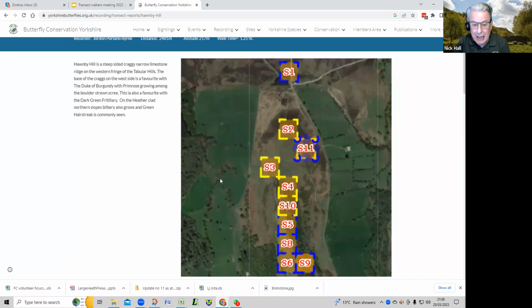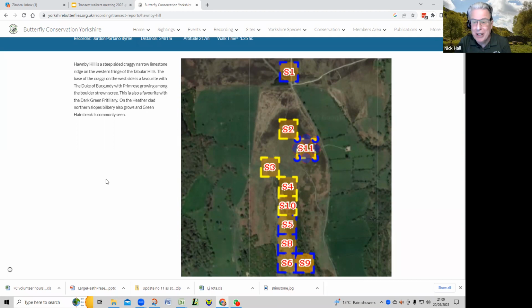and has always been one of the major sites for Duke of Burgundy. It also has some dark green fritillaries, mostly along the top, where they patrol up and down the top of the hill, and dingy skippers. And always where I found Duke of Burgundys in the past, they're always having a giant punch up with dingy skippers everywhere I've been. They seem to just love sparring with one another.